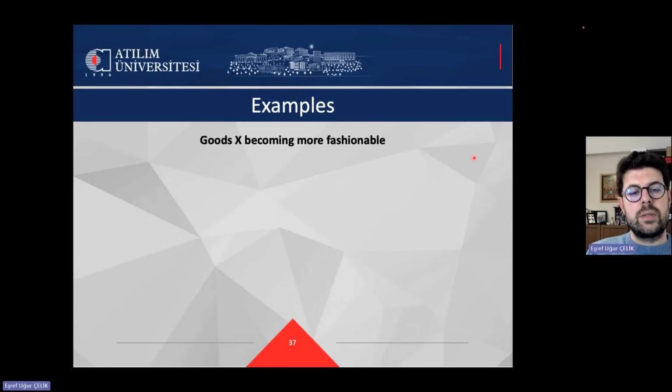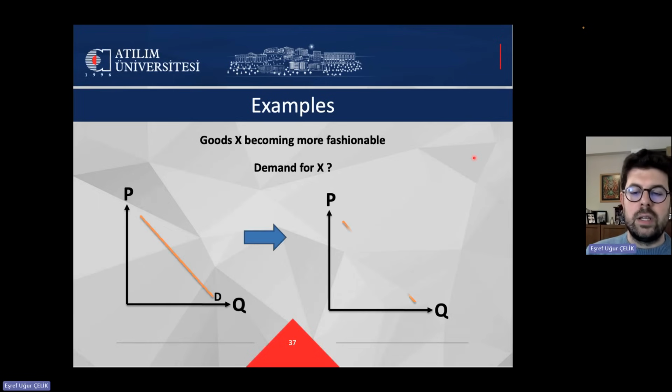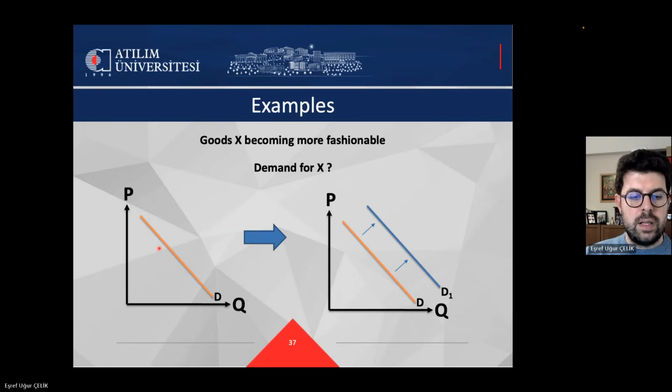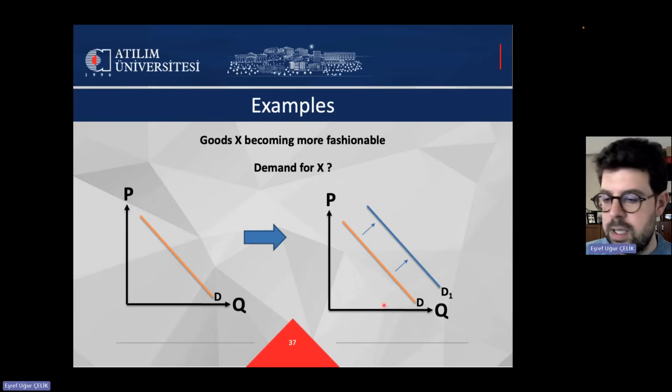Another type of question: good X becoming more fashionable. Fashionable means that people demand more, so the demand curve is shifting to the right. That is the first part of the question. Then let's show the answer.